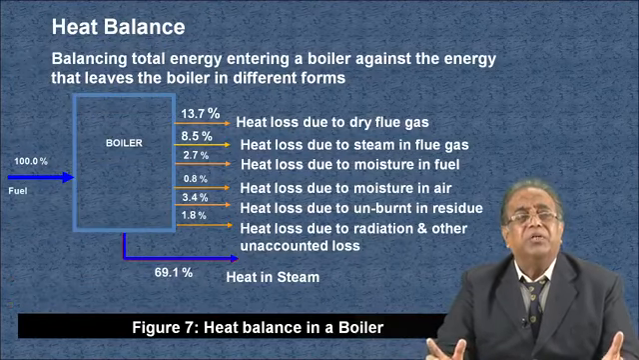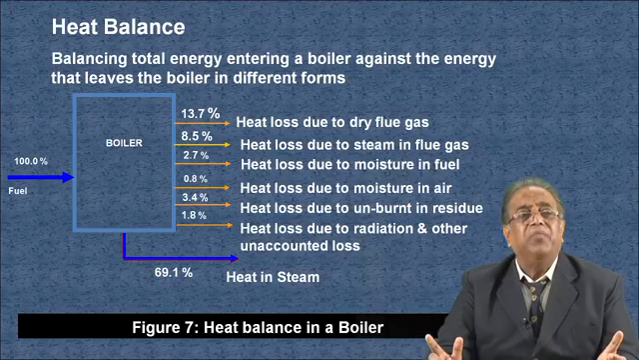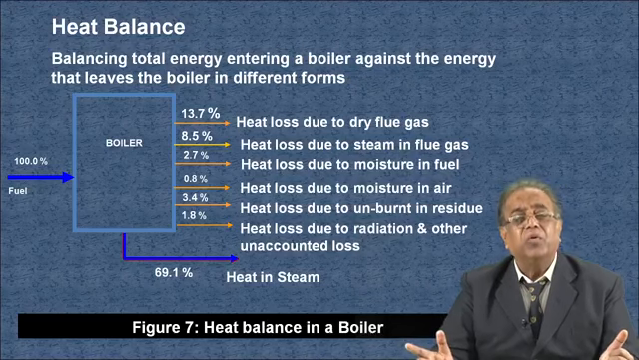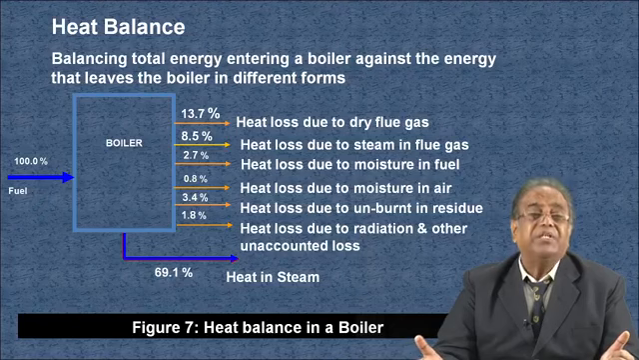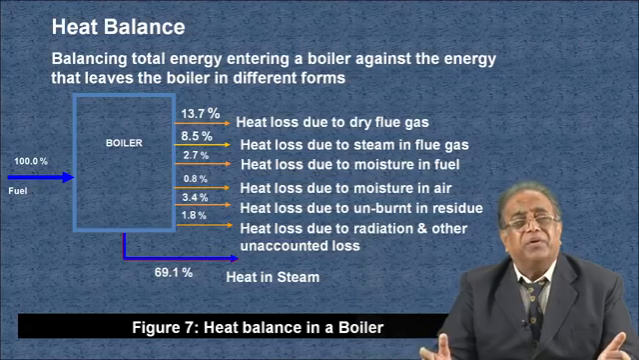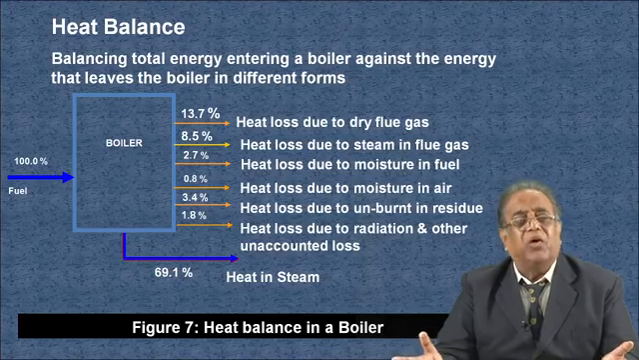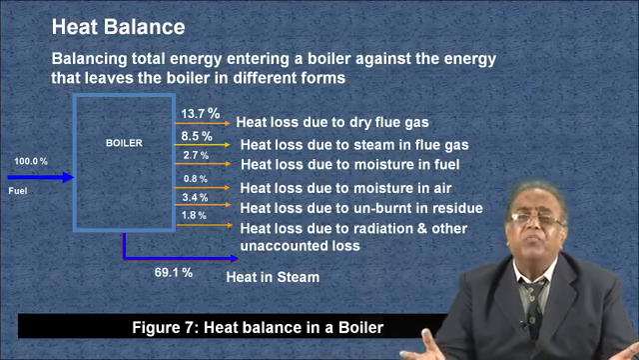Now, when you consider the boiler, there is a heat balance. If you consider that after burning of fuel, the heat input is 100%, ultimately as an output from the boiler you may get, for this case, 69.1%. But what about the remaining 30.9%? That is a loss, 100 minus 69.1, that is the loss. And those losses are due to different reasons. So what may be the losses?